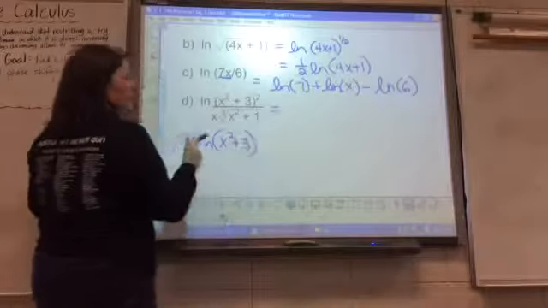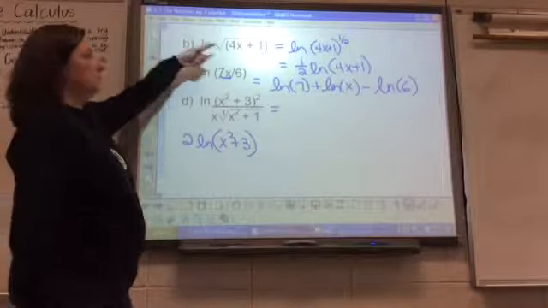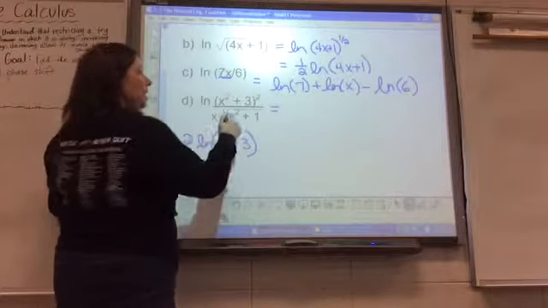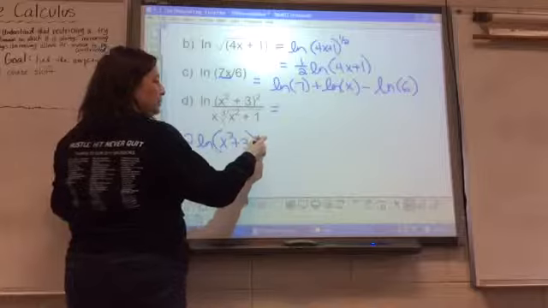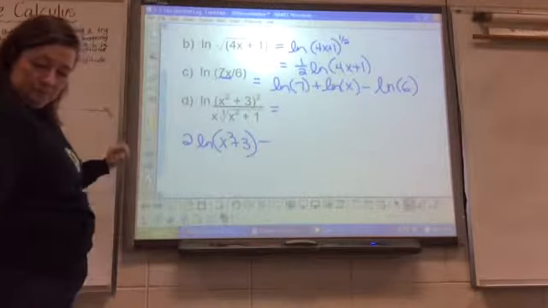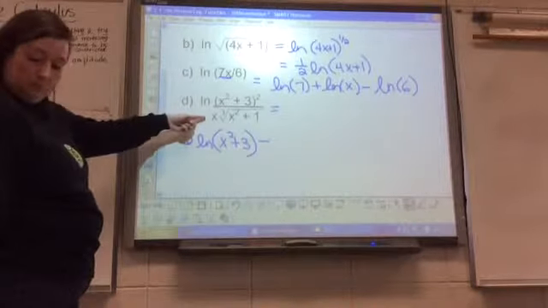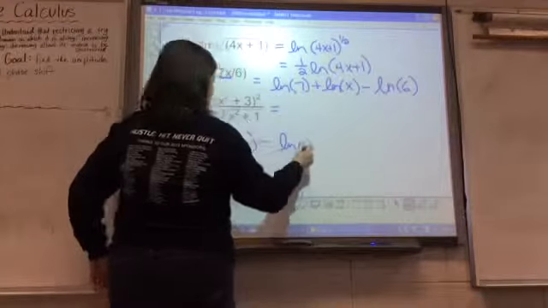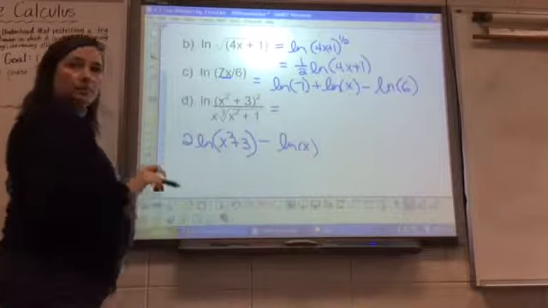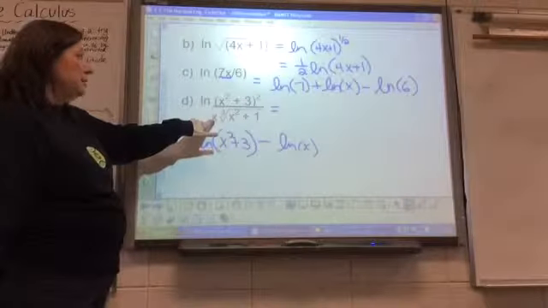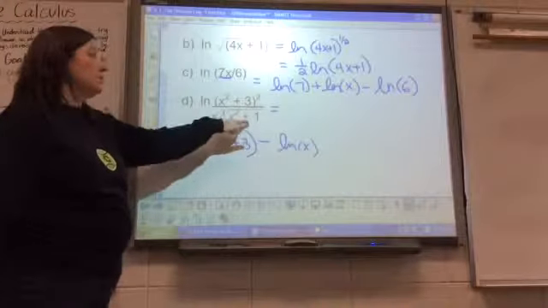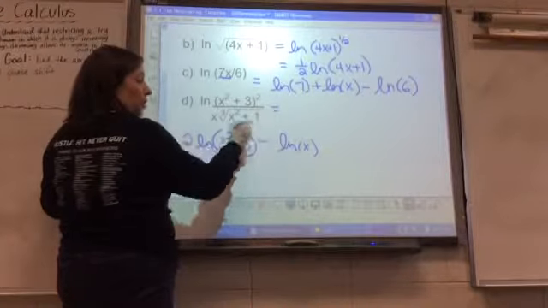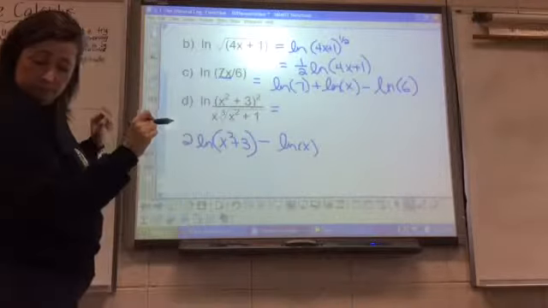Look at how we did B. That's how we treated it. My brain starts thinking too deep here. Then I'm going to say minus, and then what? ln of x. Oh, that's the cube root. I thought it was like an x one. That's actually x times the cube root of this. This is x times all of this to the 1/3.